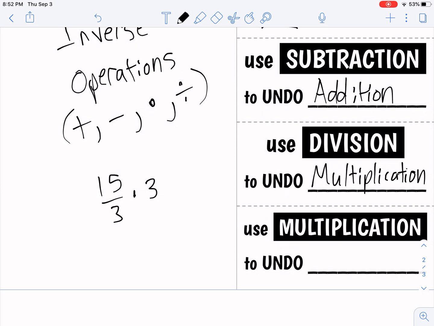Remember, in order of operations, we always do multiplication and division from left to right. The first thing I see is division. 15 divided by 3 is 5, and then I have 5 times 3, correct? 5 times 3 is 15. So notice this division by 3 and multiplication by 3 undo each other. So we use division to undo multiplication, and we use multiplication to undo division. Those guys are opposites of each other.